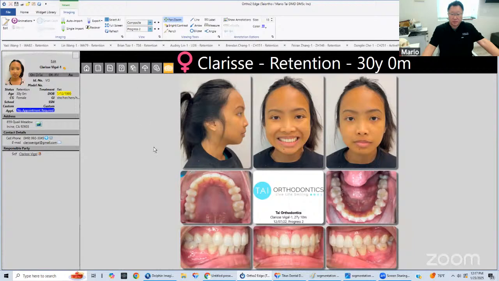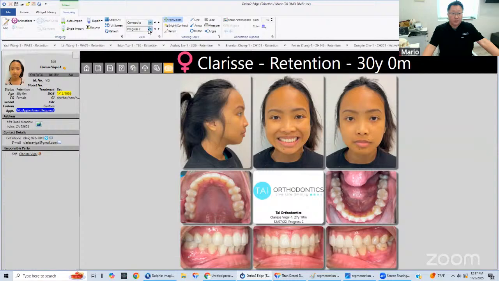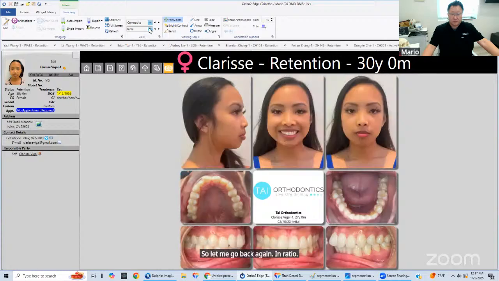Okay, so this is her progress. And in progress, this is December. So in December, she's already extracted her teeth. She's had aligners for 10 months, okay? And if you look at her teeth compared to before, it's a tremendous big jump. So let me go back again. Initial. So she has crowding on the upper, she has crowding on the lower, and we extracted a lower incisor.